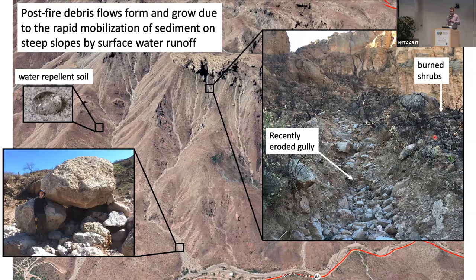You can see that there's some burned remnants of shrubs here, so there's no canopy to intercept rainfall. The roughness on the surface here is far less than what it would be in an unburned setting. And this fire did burn parts of these slopes at moderate severity, and it left the soil fairly water repellent so that it couldn't absorb water as it normally would.